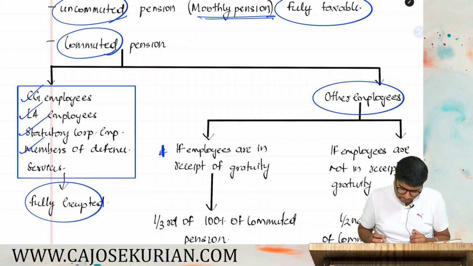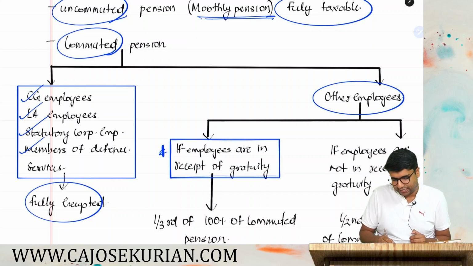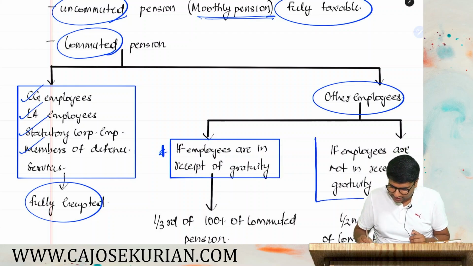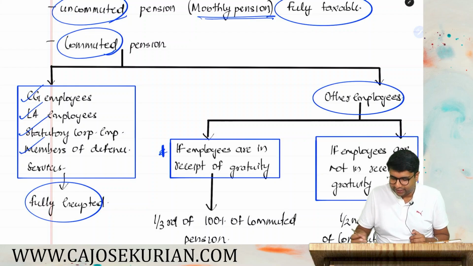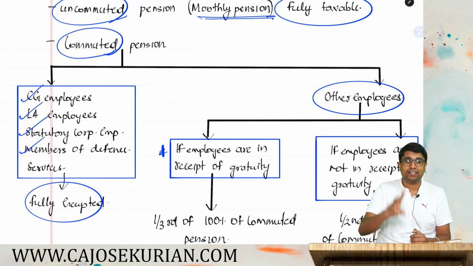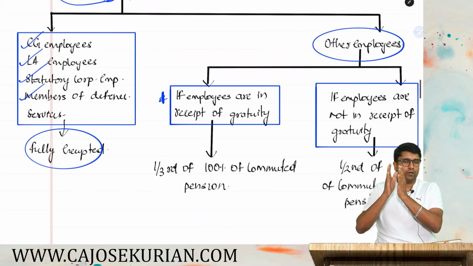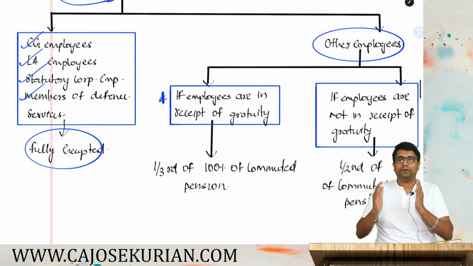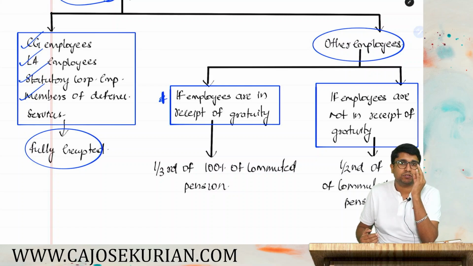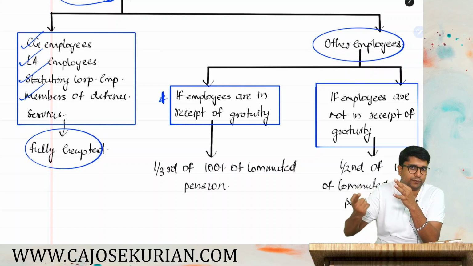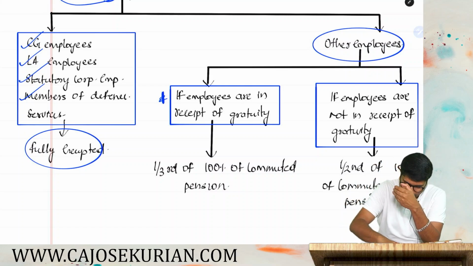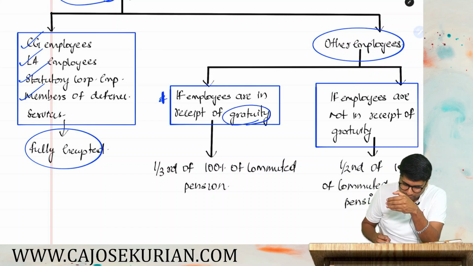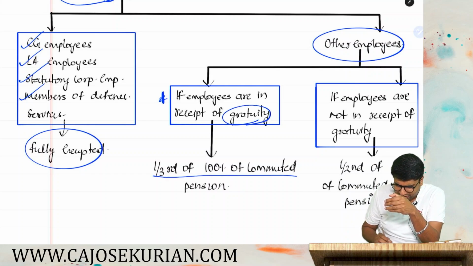If an employee is in receipt of gratuity, then the exemption is as follows. If the employee is not in receipt of gratuity, then the exemption is as follows. So there are two ways to claim the exemption. If you are a private limited company employee and you have commuted your pension, before claiming exemption, check whether the employee is in receipt of gratuity or not. If yes, then the exemption shall be 1/3 of 100% of the commuted pension.